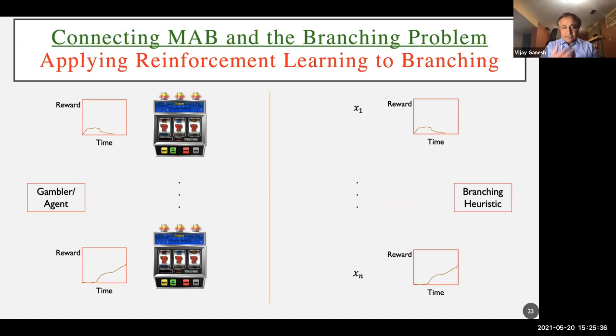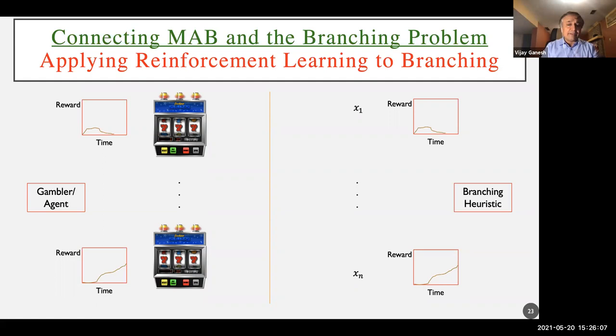So what's the connection with SAT solving? Well, what we do is we take the MAB problem and apply it to the branching problem. In this analogy, every slot machine corresponds to a Boolean variable. And with every Boolean variable in the input formula, we associate a time series between reward and time that tells us whether the rewards are trending up or down. What is the reward here? The reward is the number of conflicts that variable gave me.